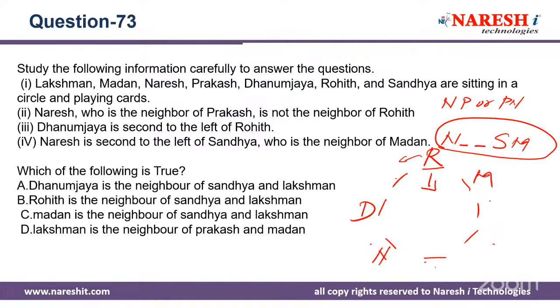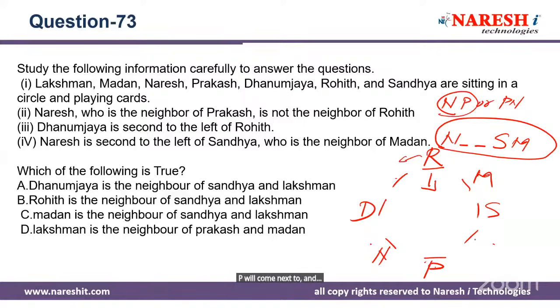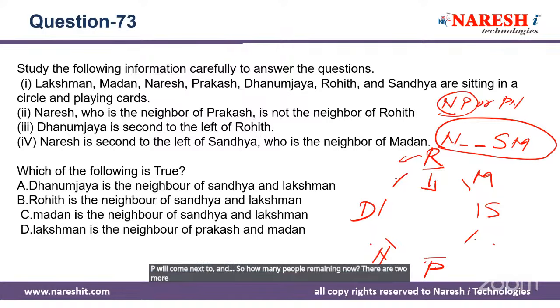I'm repeating one more time. We need four places in such a way that Sandhya should come two places before Naresh. So two places, Sandhya, and Sandhya is a neighbor of Madan. Now, how many people are left? They told us previously that N and P should come next to each other. So P will come next to N. So how many people remaining now? There are two more places left.